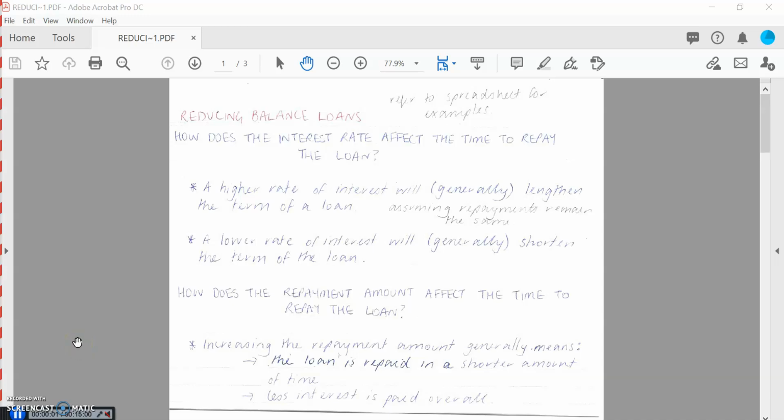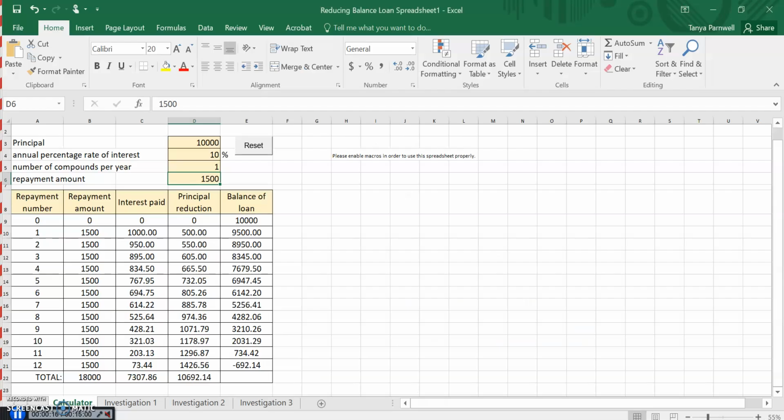Good morning, Year 12. In today's lesson, we're going to investigate our reducing balance loans further, and in particular, we're going to look at how the interest rate and the repayment amount affect the time to repay the loan. Before we go through these notes here, I just want to use an Excel example to work out how those two different factors are going to influence or affect how long it takes us to repay a loan.